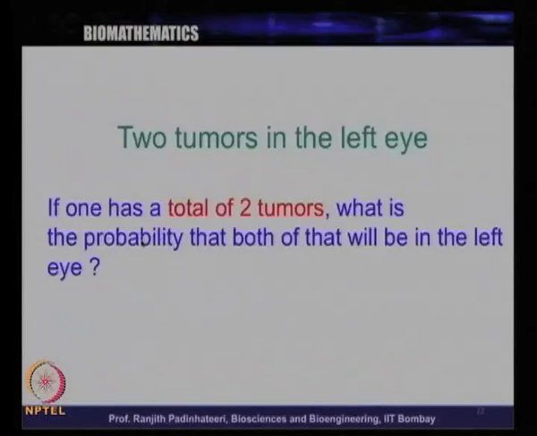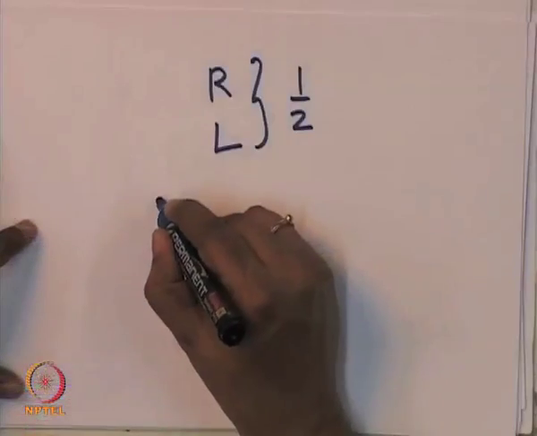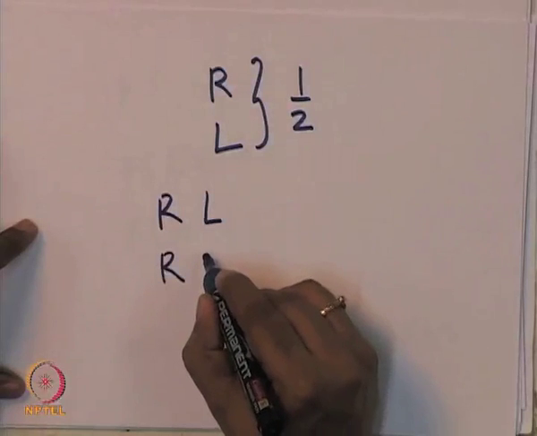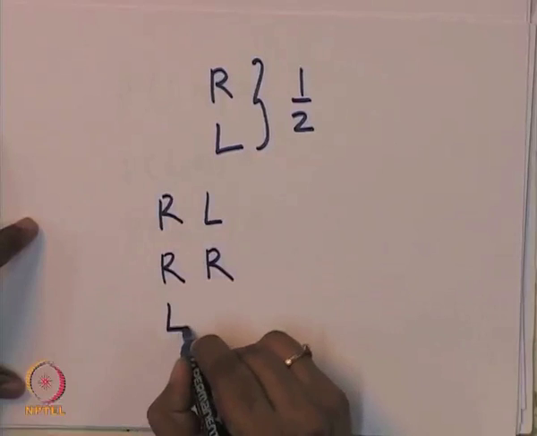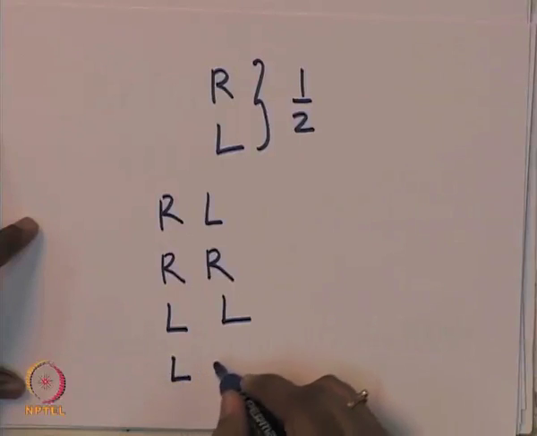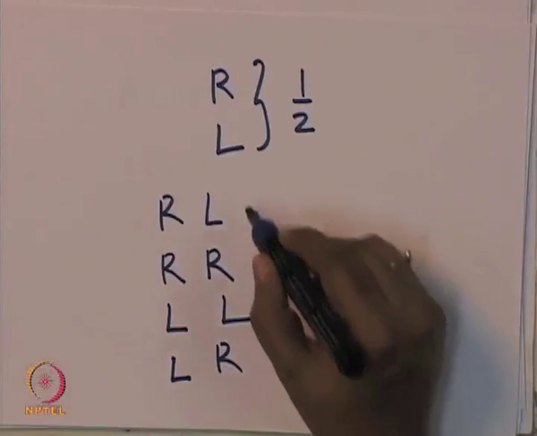Now, we can ask the question, if one has a total of two tumors, what is the probability that both of them will be in the left eye? If somebody has two tumors in the eyes, what are the different possible situations? Both on the right, one on the right and one on the left, both on the left, or the first on the left and the second on the right. So, there are four possibilities.